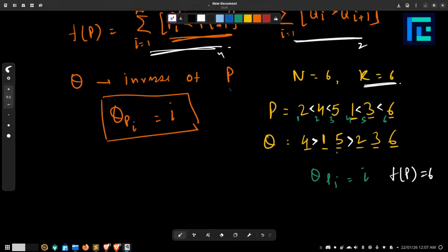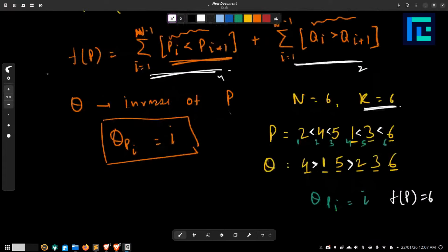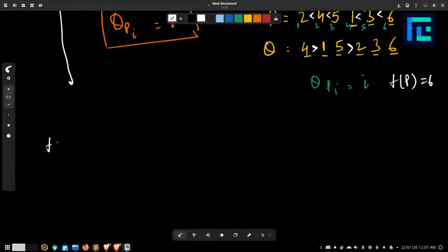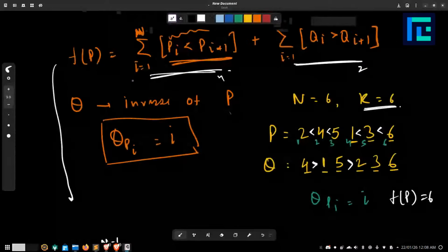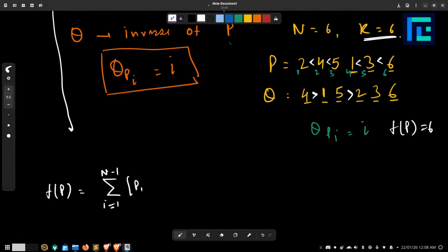Now let's analyze this statement a little further to get the solution. So we have f of p as the summation i equal to 1 till n minus 1 of p i is less than p i plus 1, plus the summation i equal to 1 till n minus 1 of q i is greater than q i plus 1.